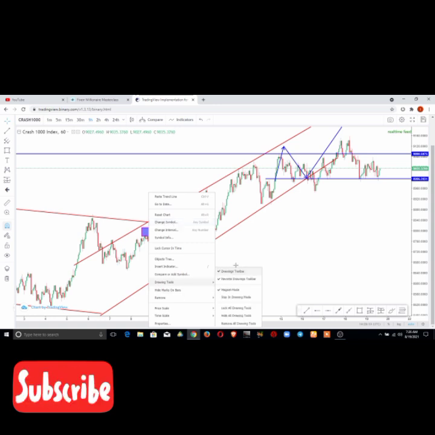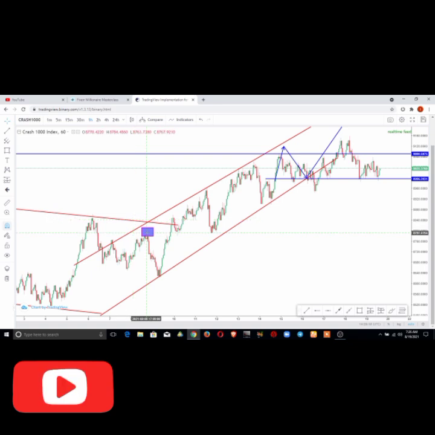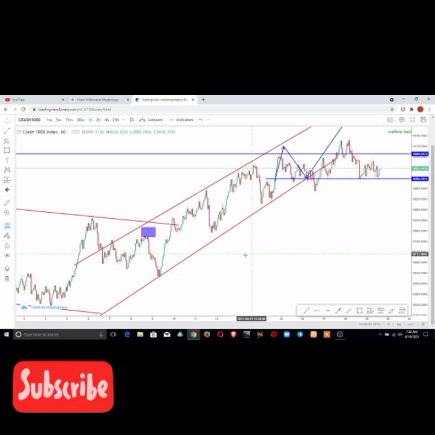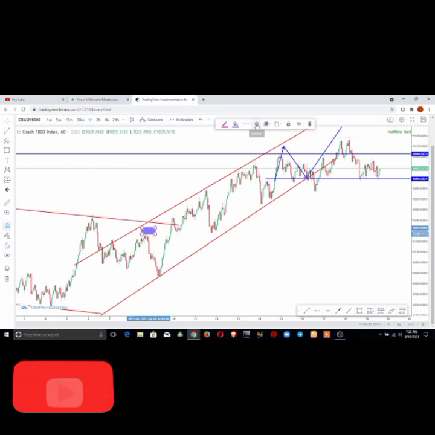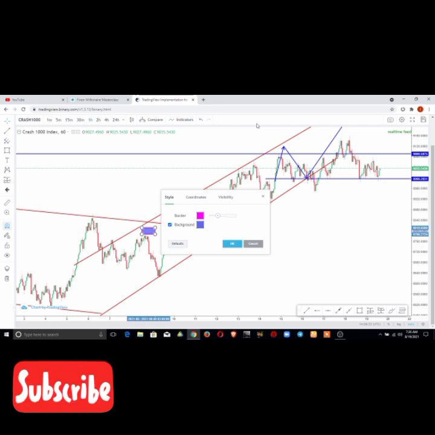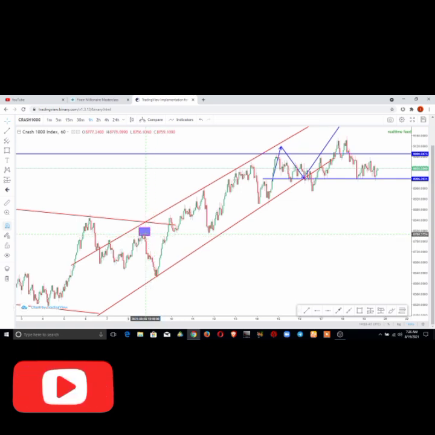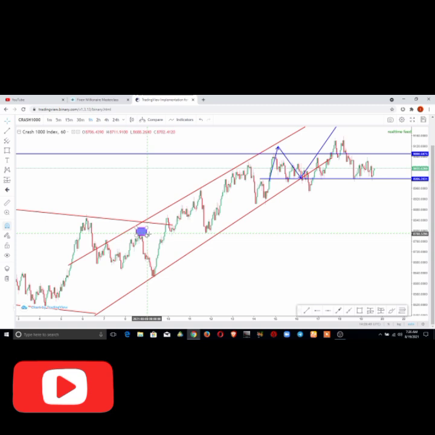I want to put this behind my candles so that it does not cover them. All right, anyway, let us go on. I told you guys we had a high somewhere here. Here is the high that we had. Now we had a low below. We had a low.